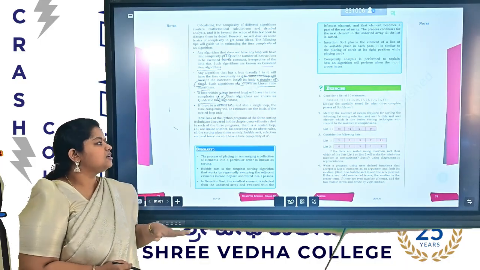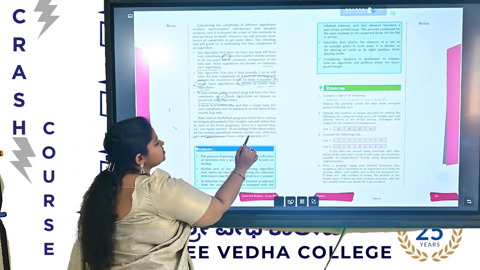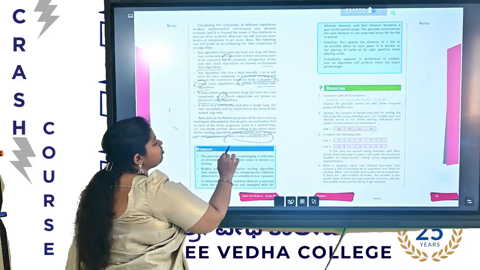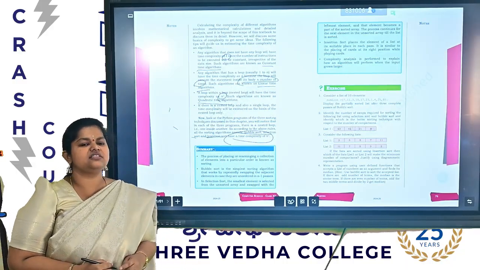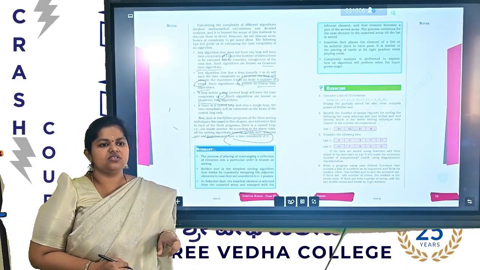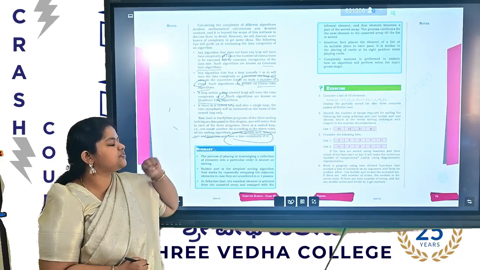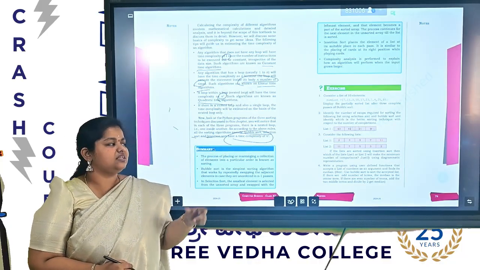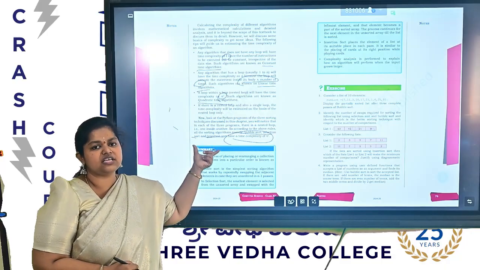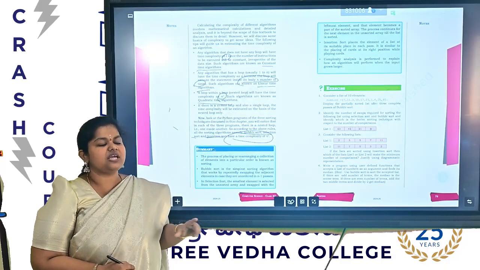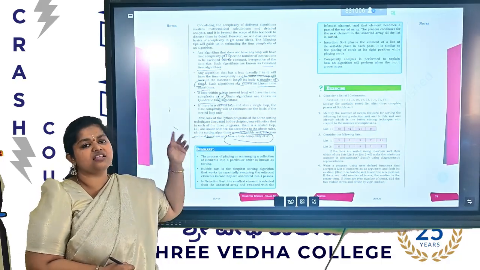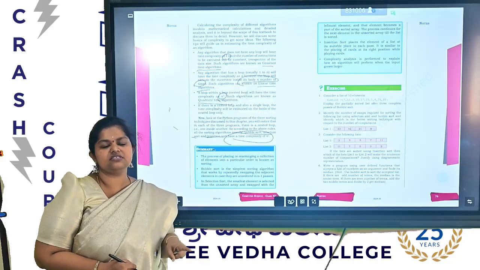For selection sort, insertion sort and bubble sort, the time complexity is n square. This is also one of the major concepts which will come for the MCQs. The time complexity for any of the sorting techniques is n square. The time complexity for linear algorithms is different, and for sorting it is different.